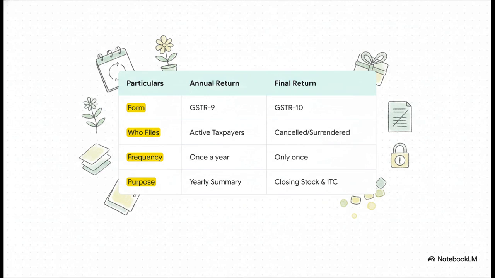Now, here's something that trips people up. Is this the same as an annual return? Nope, not at all. Your GSTR-9, the annual one, is for active taxpayers to summarize their whole year. But GSTR-10, the final return, that's a one-time thing. You only file it when you're closing down for good, and its whole purpose is to deal with that leftover stock and the tax credit attached to it.